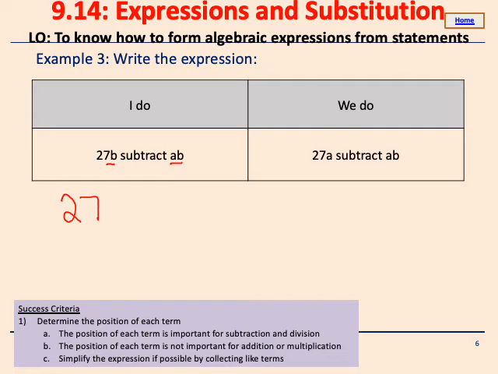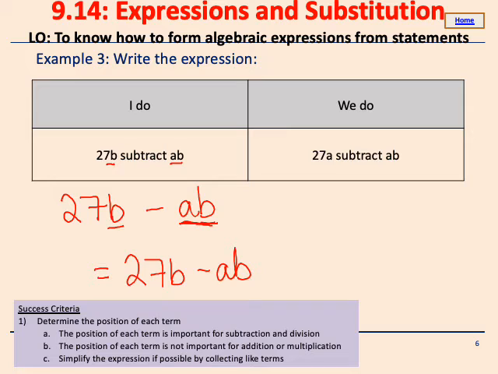So we've got 27b subtract ab. Now we have a b term here and a b term, but we also have another multiple of a. So we can't collect these two here. So this can't be simplified because we have 27 lots of b and then a lots of b, which we're subtracting. So that can't be simplified any further. Pause the video and give yourselves 30 seconds to try and write the expression for this redo.